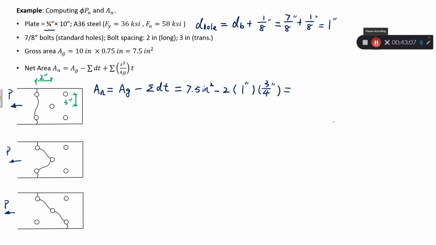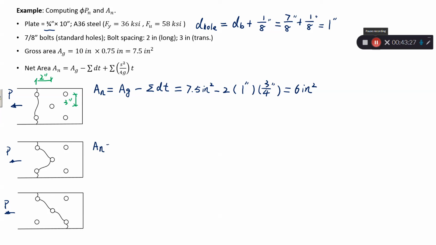Okay, and from that we got 6 inches squared. Okay, and the second scenario is like this. We have to apply the zigzag rule.